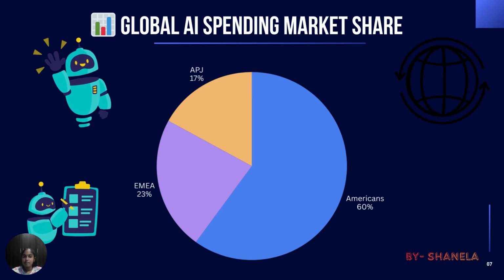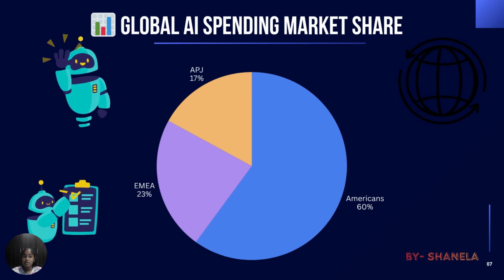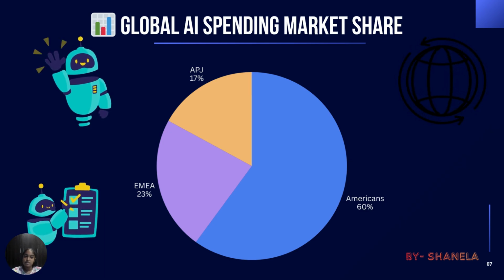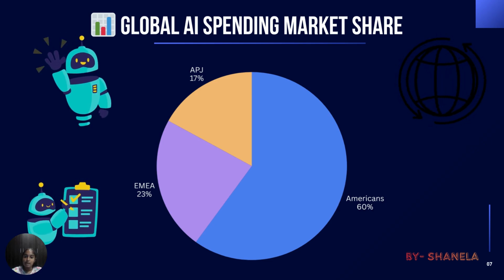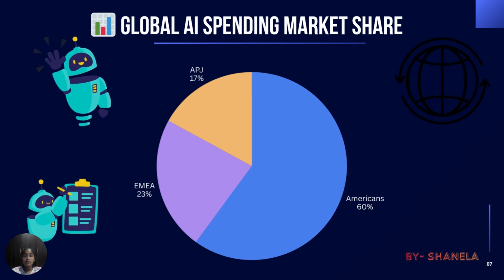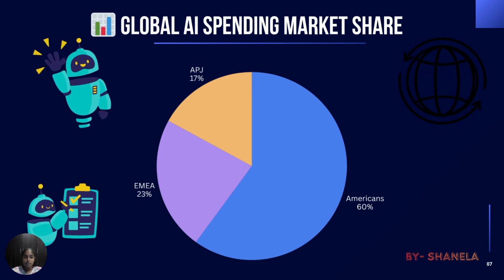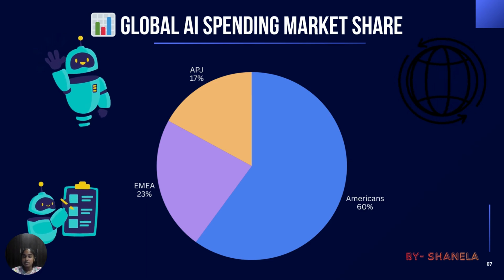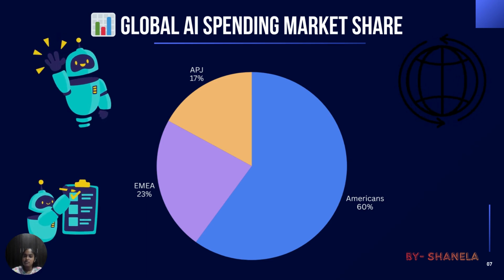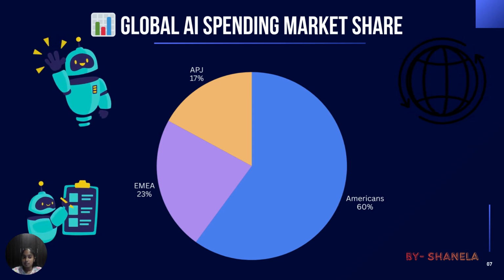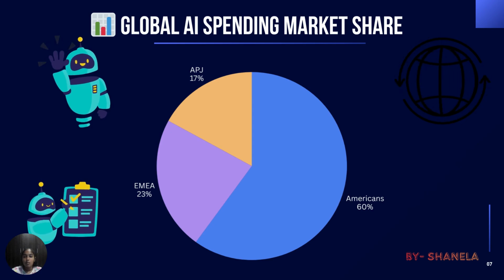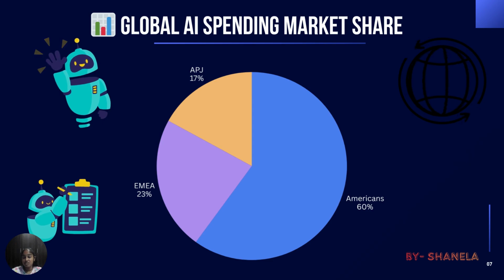Then APJ, Asia Pacific and Japan, with 17%. Asia Pacific is a rising player. Japan, China, South Korea, and India are investing in AI for robotics, education, and large scale infrastructure. China is particularly pushing AI in surveillance, e-commerce, and autonomous vehicles. While the percentage is smaller compared to the Americas, growth in APJ is rapid.